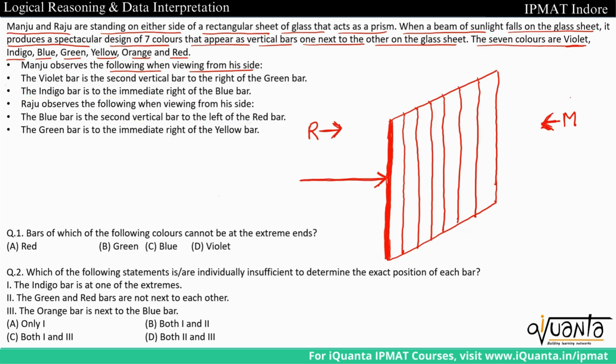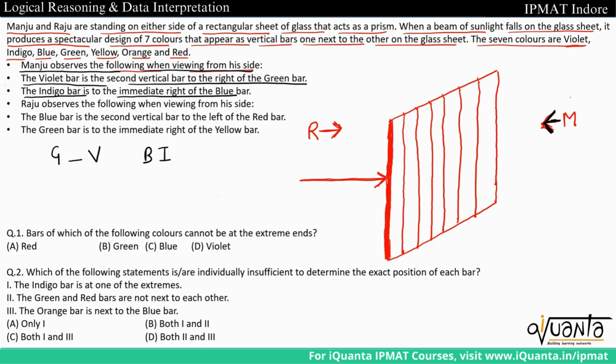Now first of all, let us read the observations of Manju. Manju observes the following when viewing from his side. Manju is observing from the right side and he is observing in this direction. The violet bar is the second vertical bar to the right of the green bar. So we'll have the green bar and violet to its second right. After that, the indigo bar is to the immediate right of the blue bar. So blue bar and then we'll have the indigo bar.